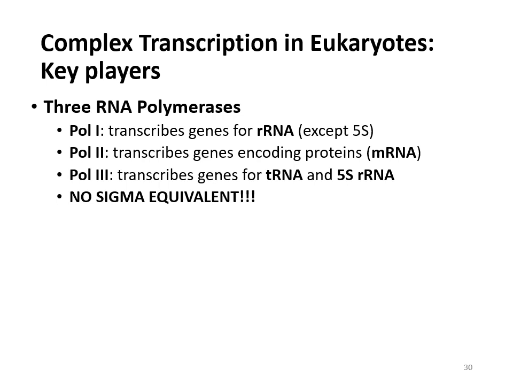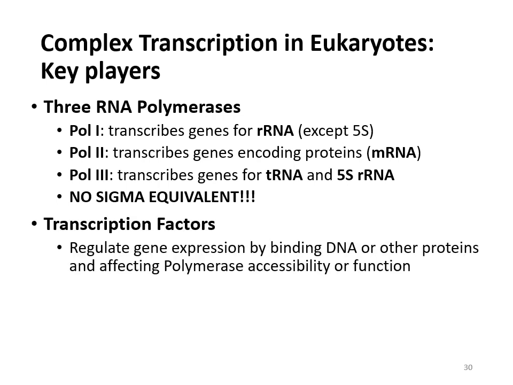So instead of sigma, eukaryotes need a series of transcription factors. Okay, so whenever you see transcription factors, these are in eukaryotes to help polymerase recognize and bind or initiate transcription. Okay, so transcription factors serve the purpose that sigma would have, to recognize and bind the DNA to start transcription.